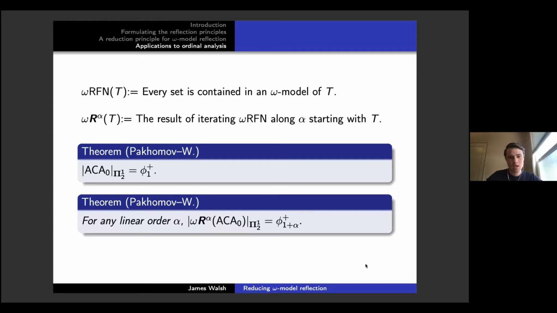So here's the theorem. For any linear order alpha, alpha iterated omega reflection over ACA 0 has proof theoretic dilator phi sub 1 plus alpha plus. So we have this statement of how proof theoretic dilator grows as a function of iterated omega model reflection. Now, with the indexing, why is it 1 plus alpha? This is why I have the other theorem. We already start with 1. When we start with ACA 0, the base case already has 1 there.